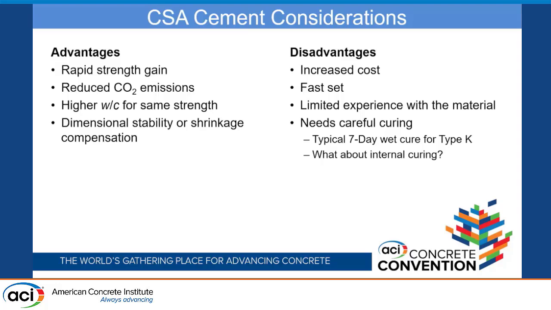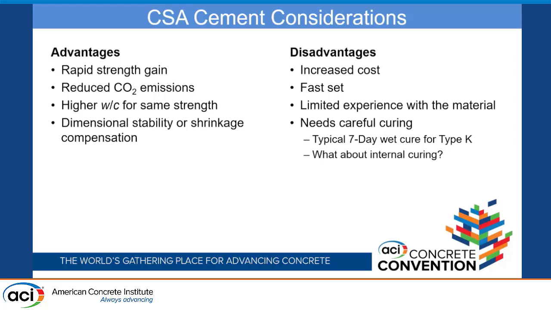Potentially it's good for precast elements, things like that. We get that reduction in CO2 emissions from the cement itself. But because we have a higher water requirement for the cements, we can use a higher water cement ratio to be able to increase workability and still get the same strength and not lose anything on that end.